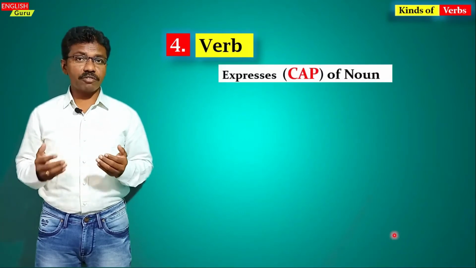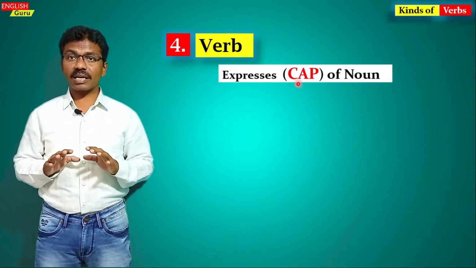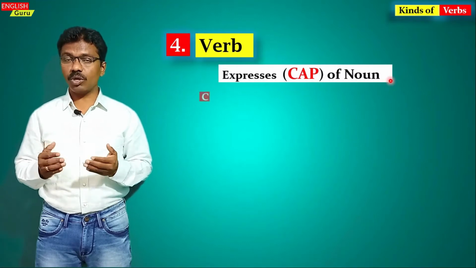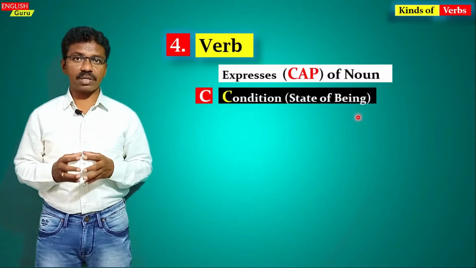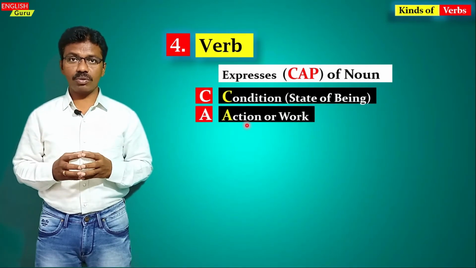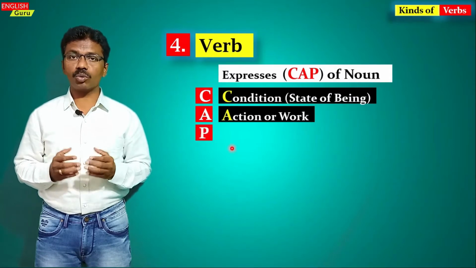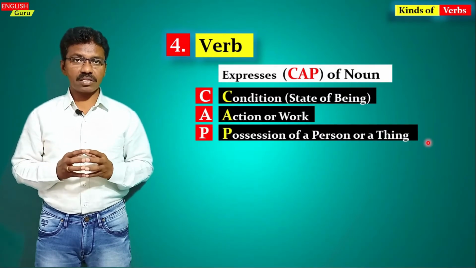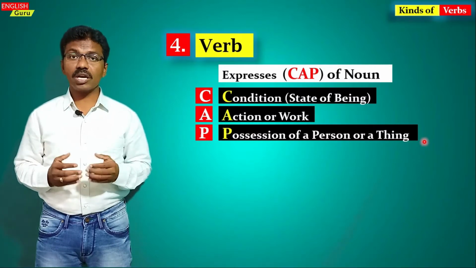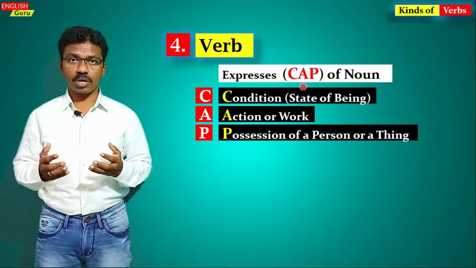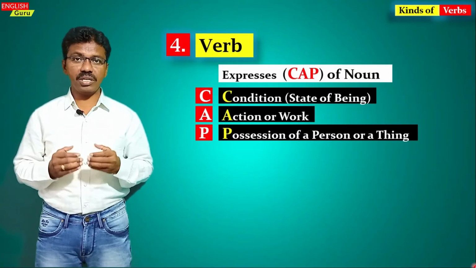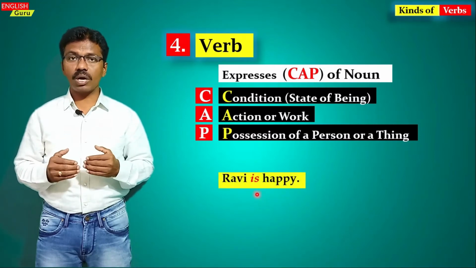So what is a verb? Verb expresses CAP, C-A-P, of a noun or a pronoun. What is CAP? C stands for condition or state of being of a noun or a pronoun. A stands for action or work of a noun or a pronoun. P stands for possession of a person or a thing. Possession is nothing but ownership of a noun or a pronoun. So in the English language, a verb talks about three things: condition, action and possession of a noun or a pronoun.